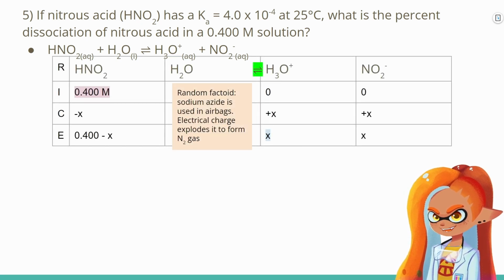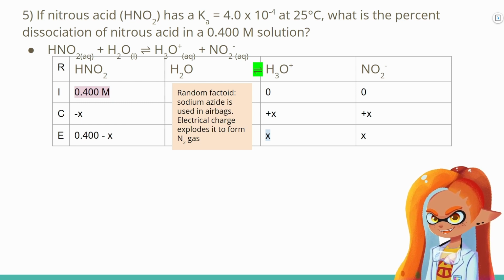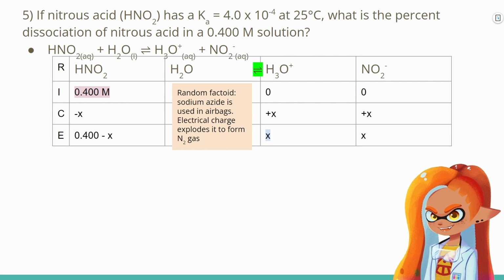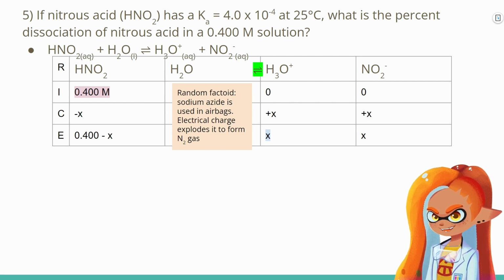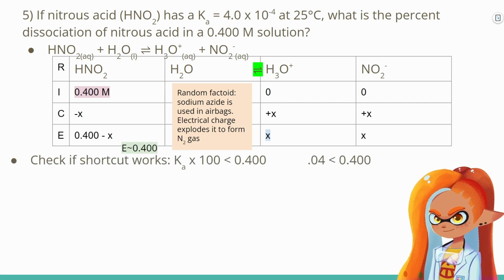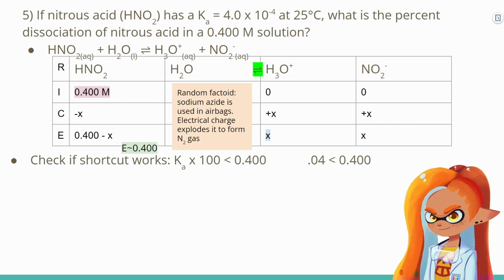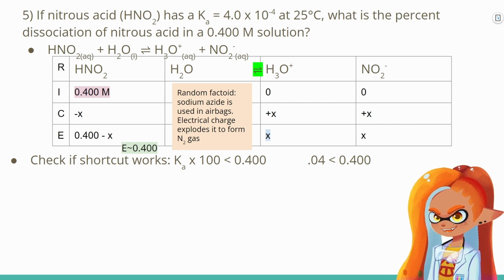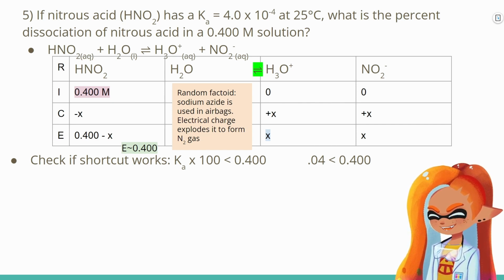The water doesn't count because that water is a liquid, so don't fill out that part of the rice table. We were given an initial concentration of the nitrous acid, and so I set up my rice table. Now, the shortcut works. Again, always check. But if you don't, the math will be the same math, just slightly more complicated. And so in this case, it works.